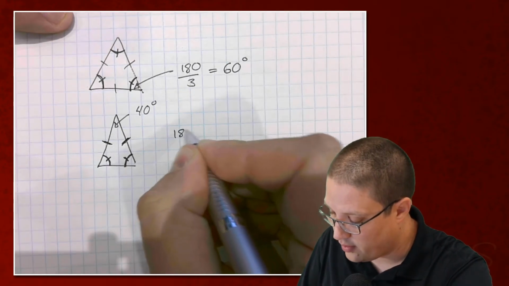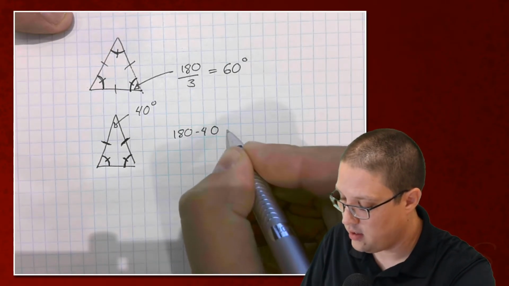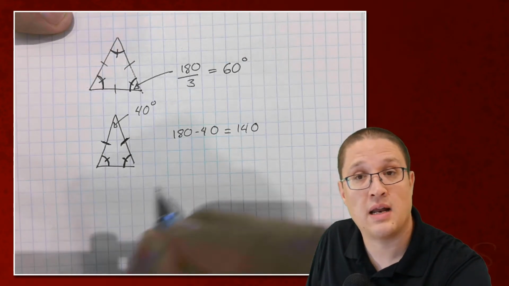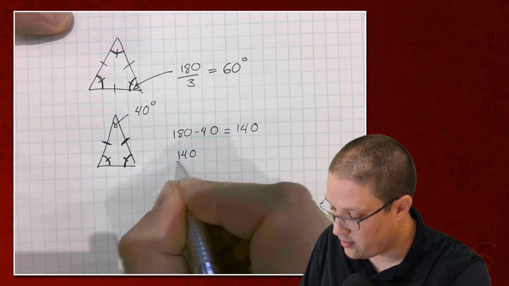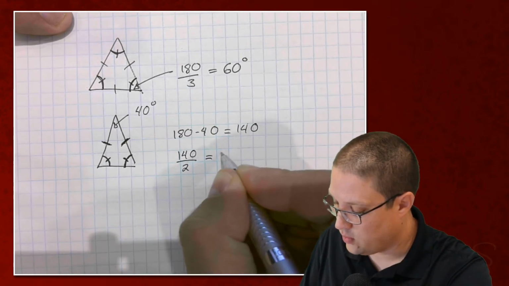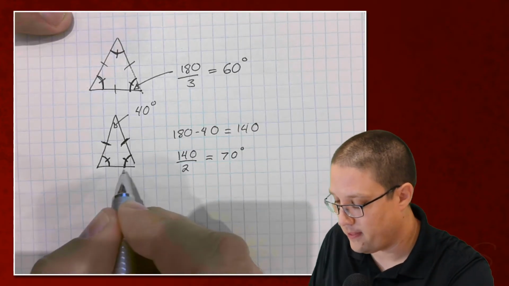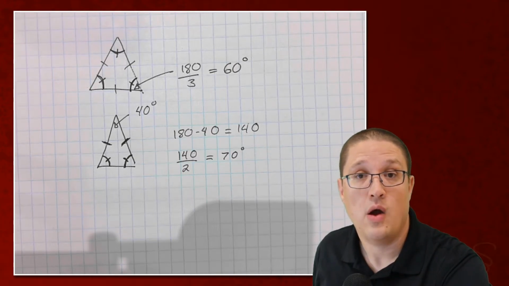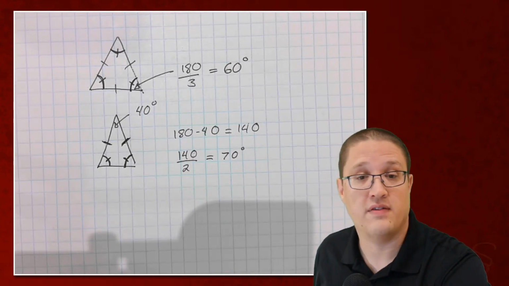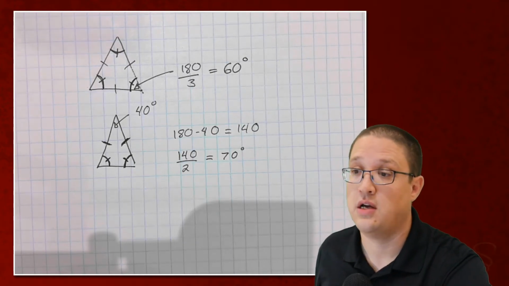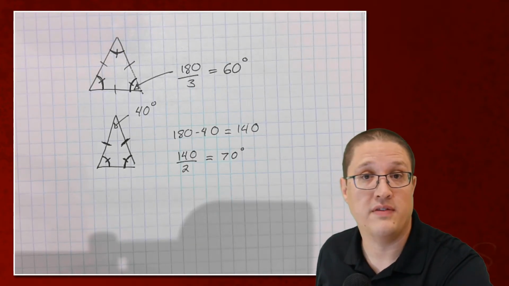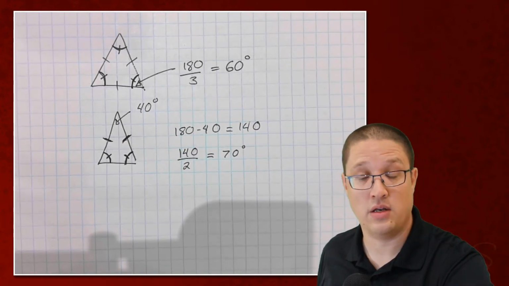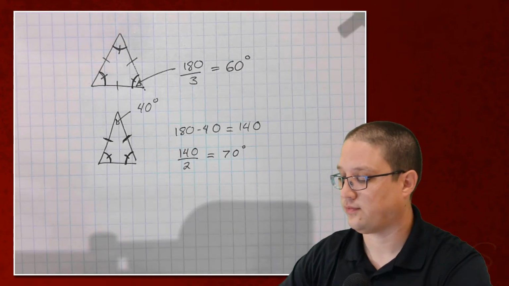Well, I can go 180 minus 40 equals 140. These two angles here must add up to 140. I can go 140 divided by 2 equals 70 degrees. I know both of these are 70 degrees. That's a useful property. With a scalene triangle, I don't have anything like that. I'm going to need to use sine law, cosine law, or maybe even SOHCAHTOA in order to figure out that third angle, or I can use the 180 rule if I have two other angles.